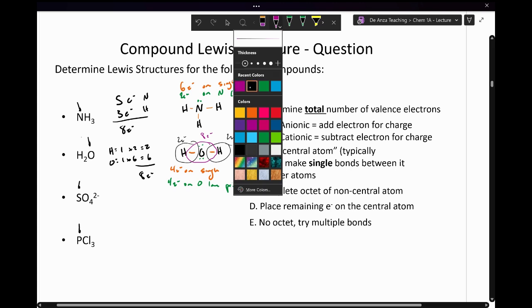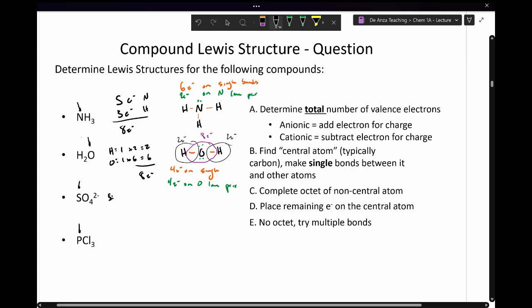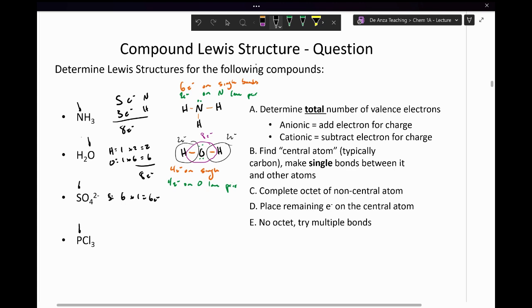Then we get down to SO4 2-. Each sulfur, let me thicken that up. Each sulfur gives us 6 electrons. We have a single one of those, so we have 6 electrons from that. Each oxygen gives us 6 electrons. We have 4 of those, so we get 24 electrons from that. And then from our charge, we have a 2- charge, so that gives us 2 electrons. So that gives us a total of 32 valence electrons.